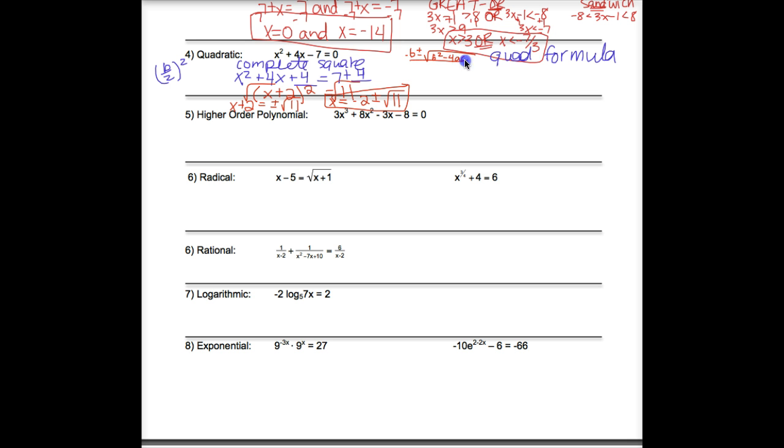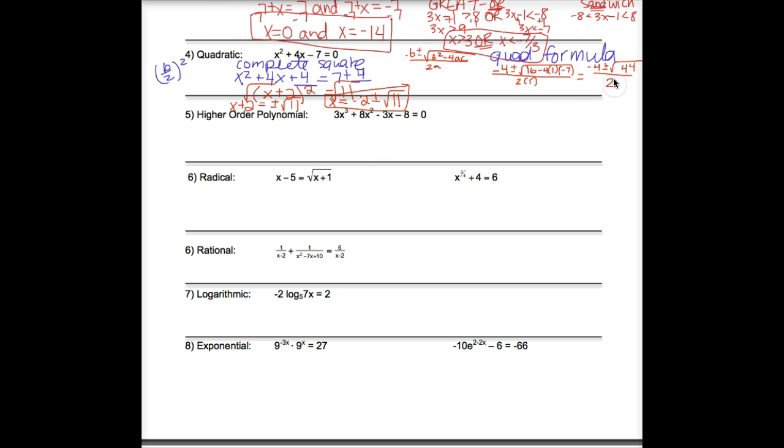b squared minus 4ac, all divided by 2a. I'm going to show you that you should get the same answer if you use the quadratic formula. So opposite of b would be negative 4 plus or minus the square root. b squared would be 16 minus 4 times a, which is 1, times c, which is negative 7. The whole thing divided by 2 times 1. So if I simplify here, negative 4 plus or minus radical 16 plus 28 is going to be 44 over 2.